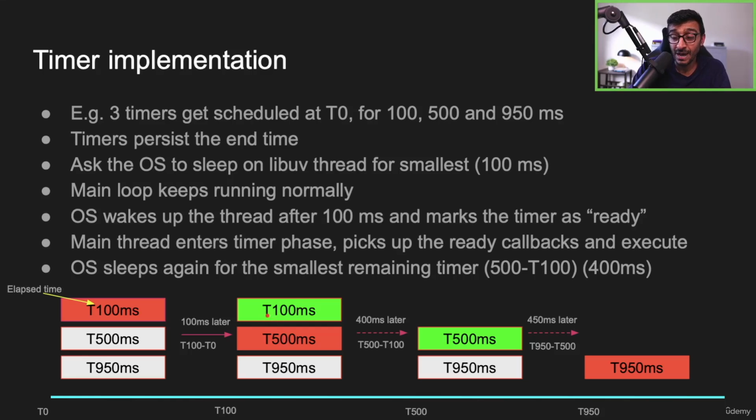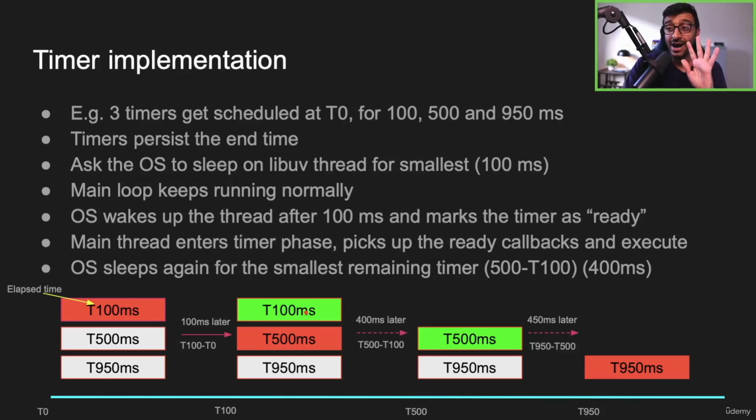So we execute that, and we do the same thing. 500 minus 100. No, we still have 400 milliseconds left. So this timer is not ready yet. 950 minus 100. No, we still have another 850 milliseconds. So this is not ready yet. So we start executing the callback for T100 millisecond, whatever that callback happened to be, right? Boom, execute that. And now we need to sleep again.